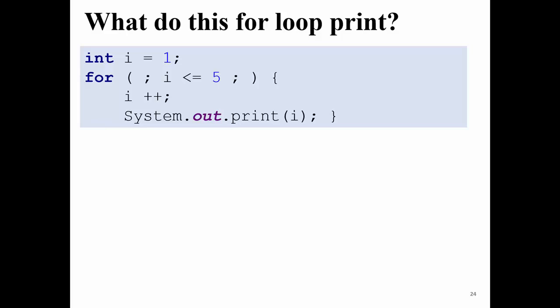Now, what does this for loop print? So what do you think this one will print? Any suggestions? Yes? 2, 3, 4, 5. So this prints 2, 3, 4, 5, 6. The only trick here is the increment was the first statement before the printing out. So we are incrementing i before printing it out.